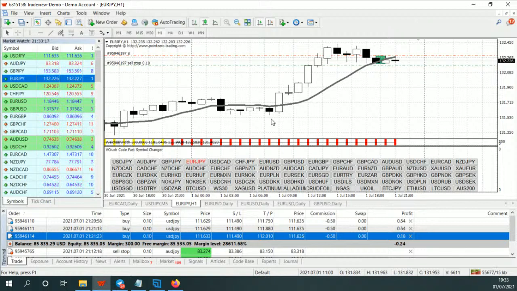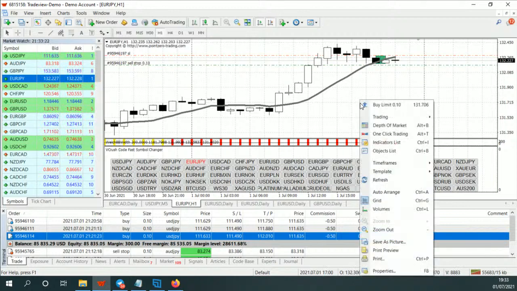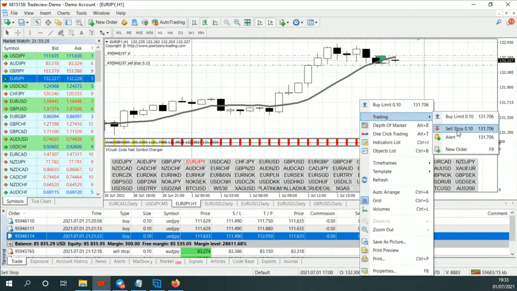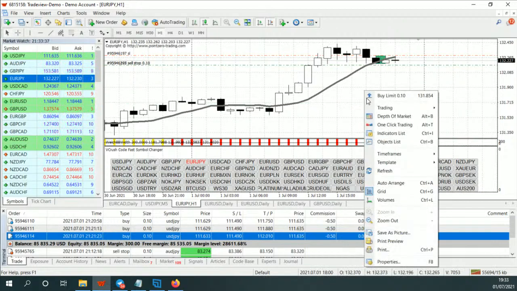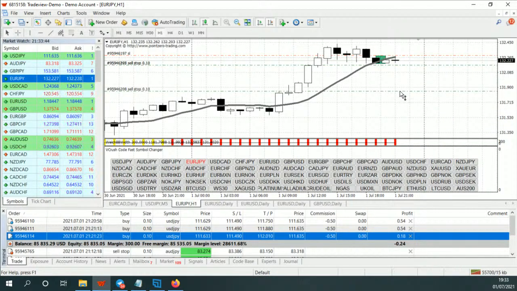Now I have taken 0.1, so I'm going to do the second trade, which is going to be a sell stop 0.1 again. I'm going to do 3 of them, but I'm going to move it to the starting point. I'm going to do the third trade as well, which is sell stop 0.1, and I'm going to move it down there. So now I have 3 trades on the same price.